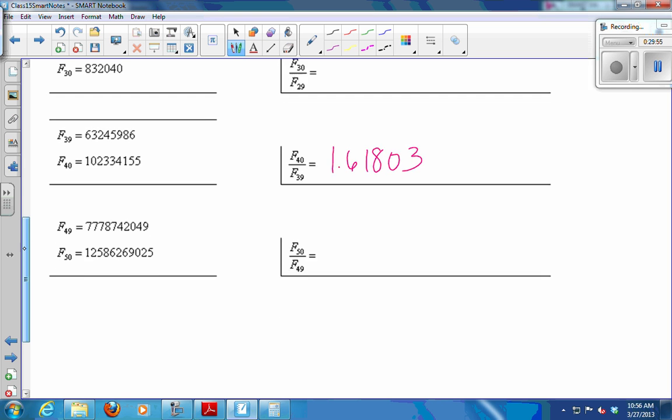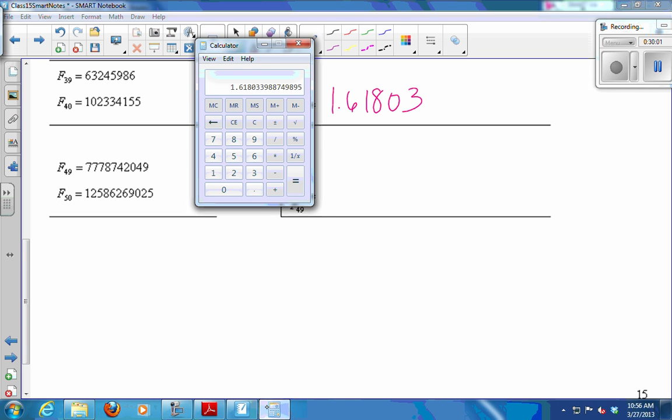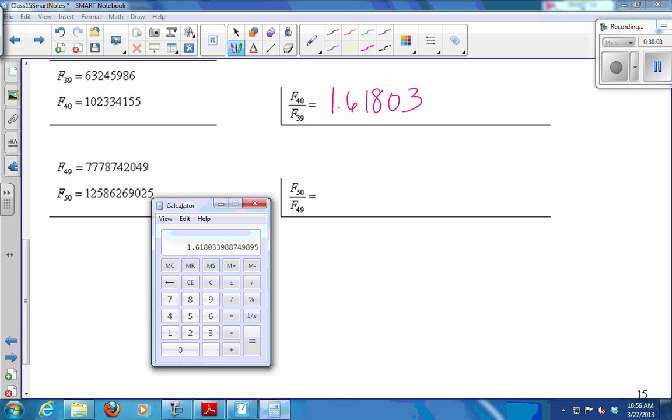And here's the 49th and 50th Fibonacci numbers. If I take the ratio of those two, see if I get the same number. 12,586,269,025 divided by 7,778,742,049, 1.61803.